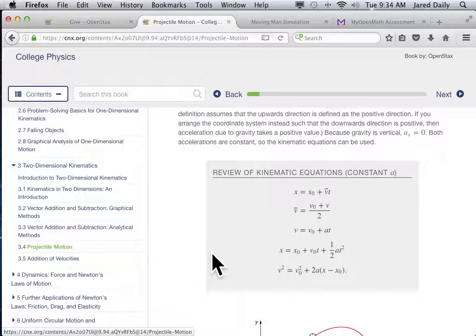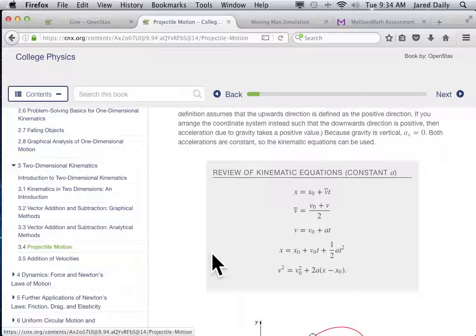But here we have an average velocity in the y direction as well. If you know your initial velocity in the y direction and your final velocity in the y direction, then you can calculate that average velocity. You can also calculate the average velocity in y by taking your final position in y minus your initial position in y and dividing by the time. So you have two ways to do that.